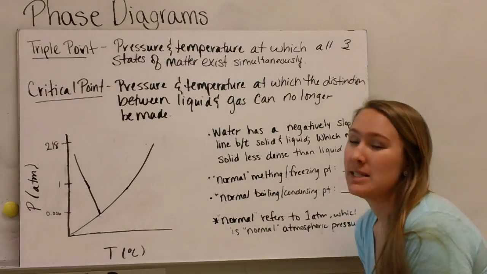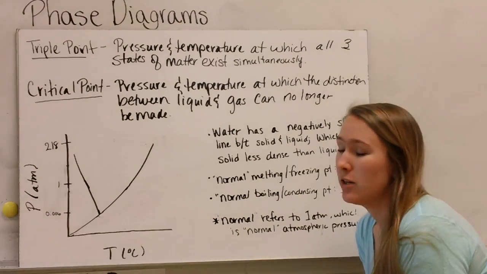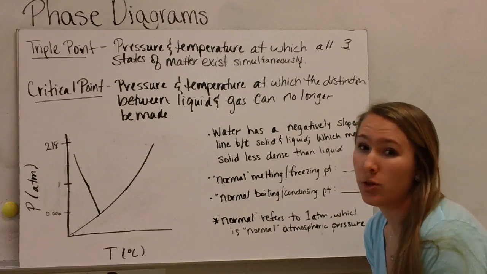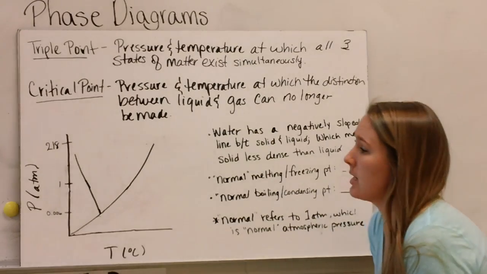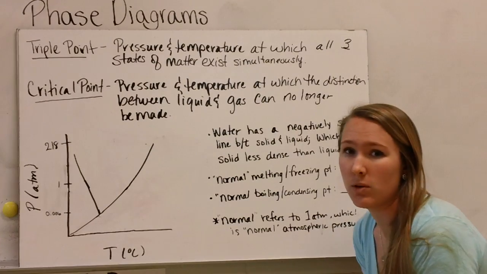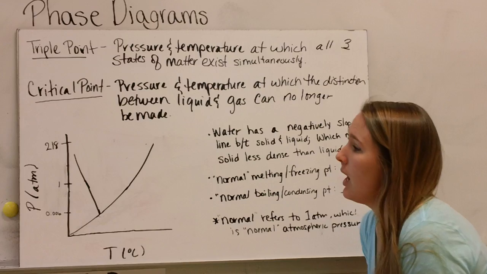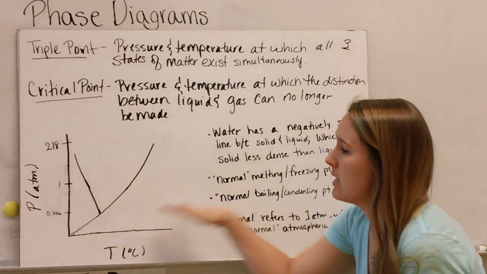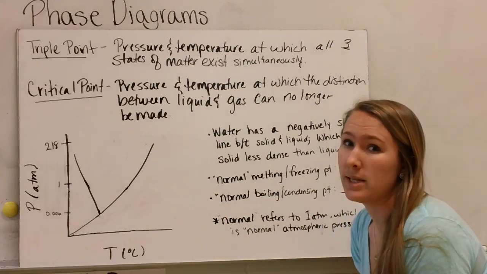This video is on phase diagrams. A phase diagram is going to show the three different phases that all things can exist in: the solid phase, the liquid phase, and the gas phase. On a phase diagram, which looks like this, there are two important points that we want to know.